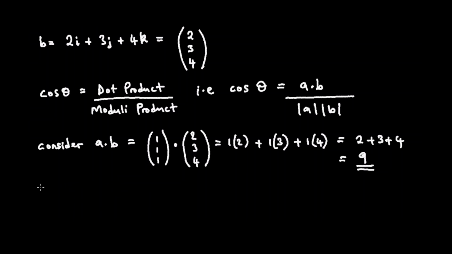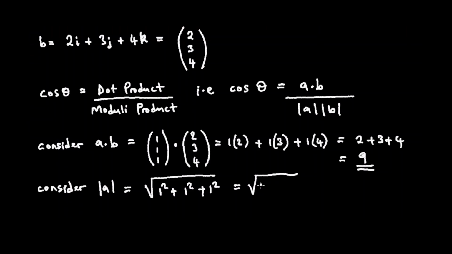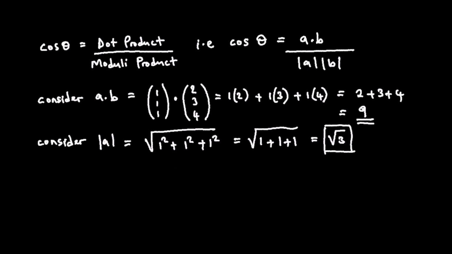Now what we want to do is consider the modulus of A, which will be equal to the square root of 1 squared plus 1 squared plus 1 squared, which is simply equal to the square root of 1 plus 1 plus 1, which is root 3. And that is the size of A.